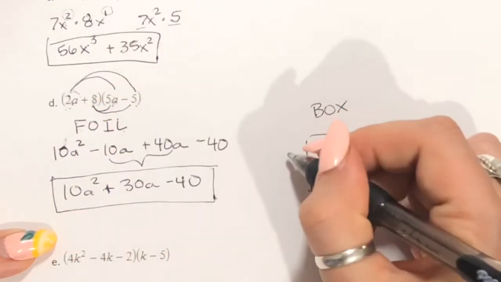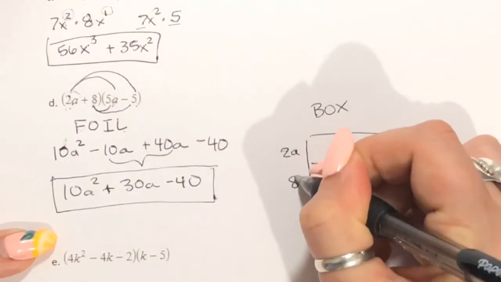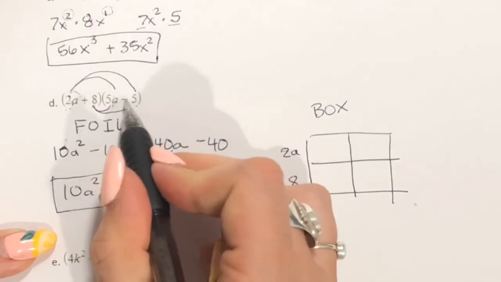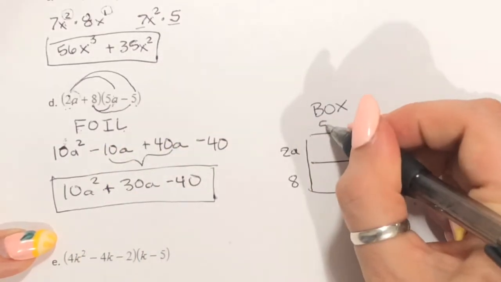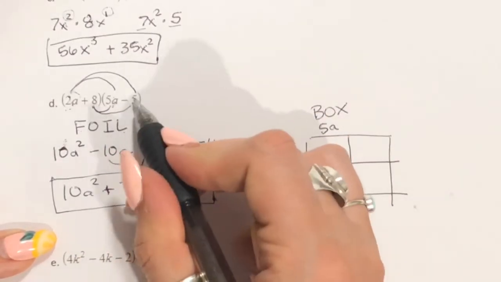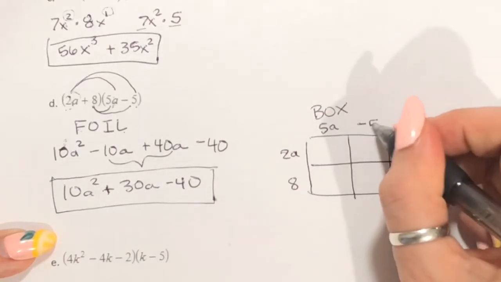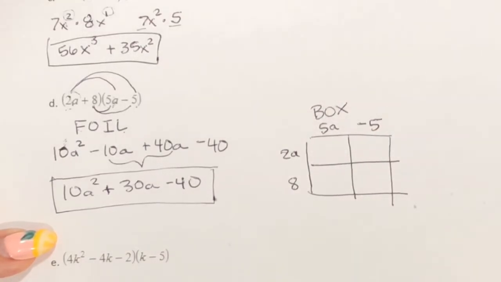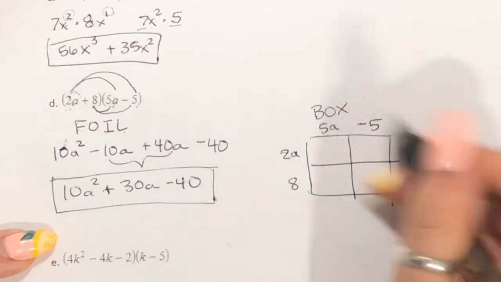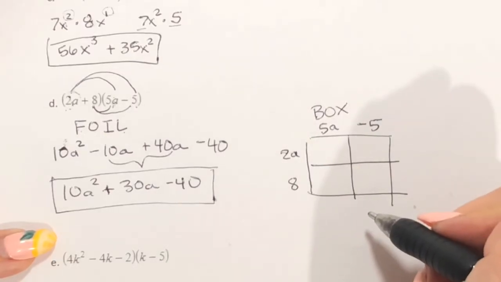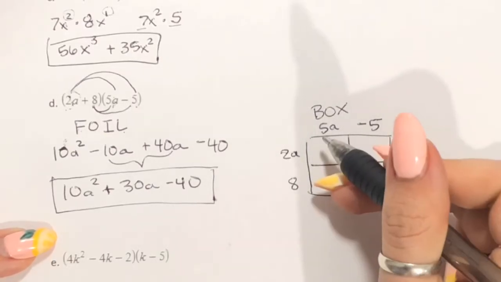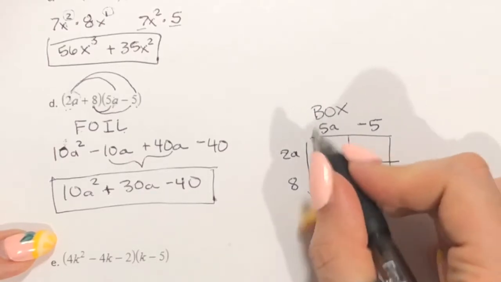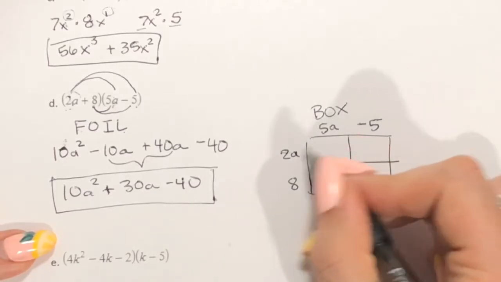So I'm going to do the 2a and the 8 down the side, and then the 5a and the negative 5 on the top. And make sure you bring the negative with if you have one. So that negative needs to be with that negative 5. And then this is just a really good way to kind of organize it. So if you're a visual person, you might really like the box method, but you're just going to do the top and then do your row and your column together.